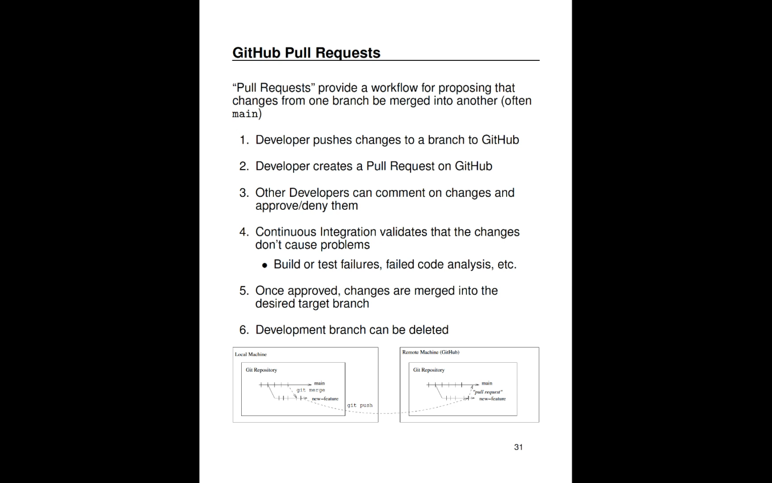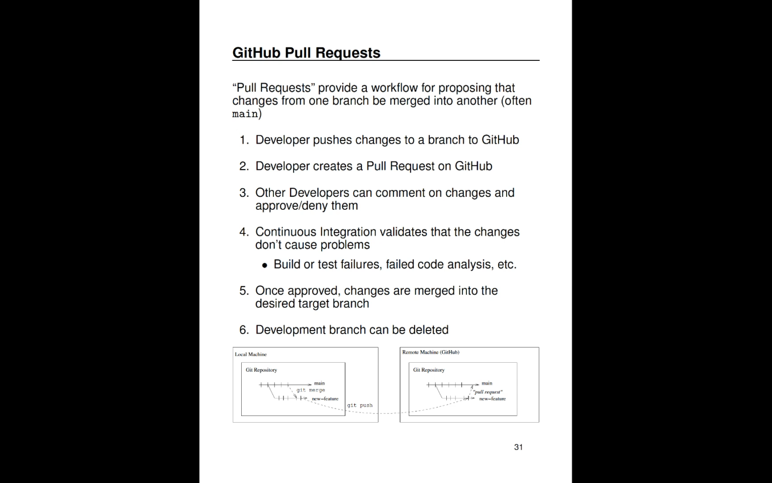Once that pull request is created, other developers can weigh in on the change, and depending on how the repository is configured, an approval might be required in order for the change to go through. In addition to a review by people, GitHub also has the ability to run continuous integration on the change, and so then it'll automatically build the code, run the tests, really whatever the developers want it to do, to determine whether or not the changes cause problems.